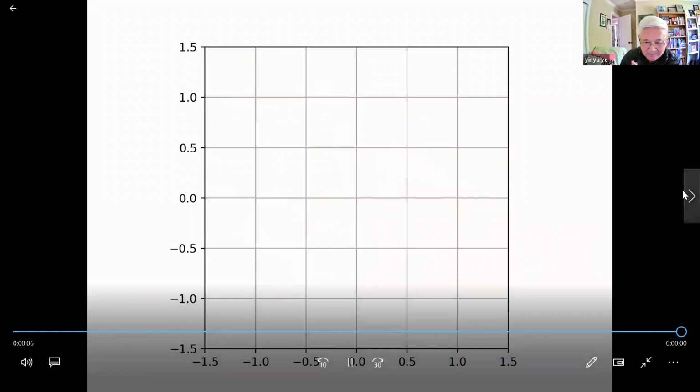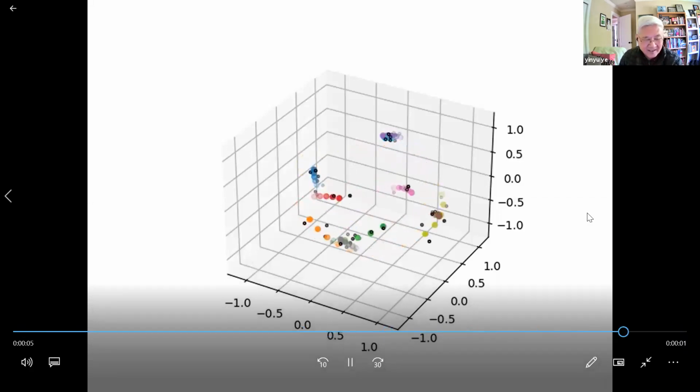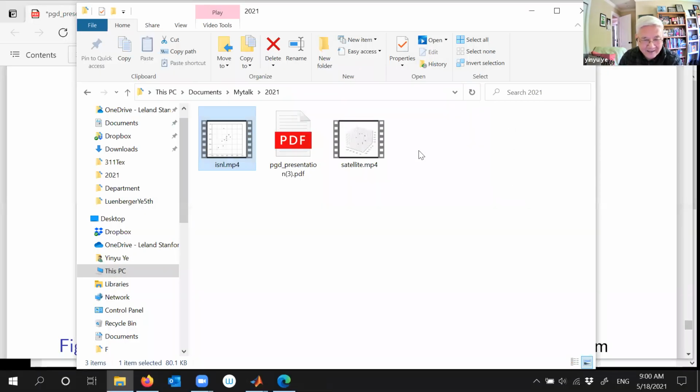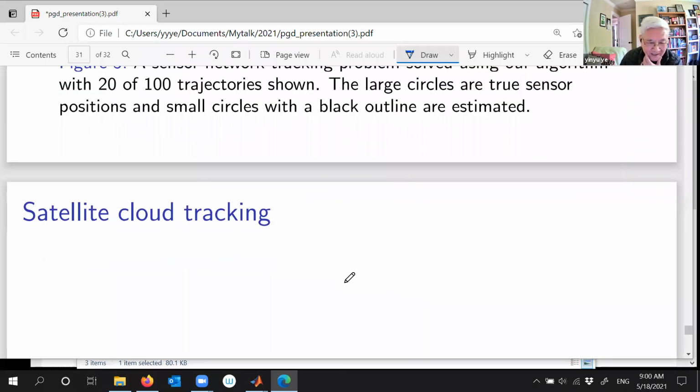You can also do 3D. This is something I really want to emphasize, and for this particular talk I'm very, very excited. It's called satellite cloud tracking. Let me give a little bit of background. What is this problem? This is a real problem, and sensor localization has been successfully used.